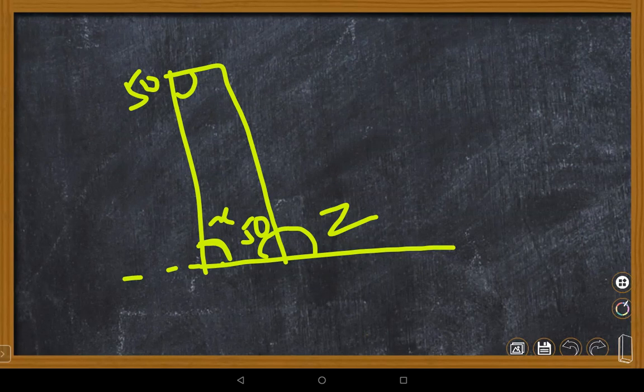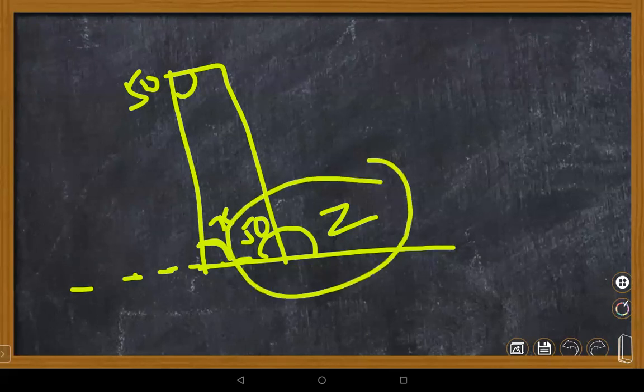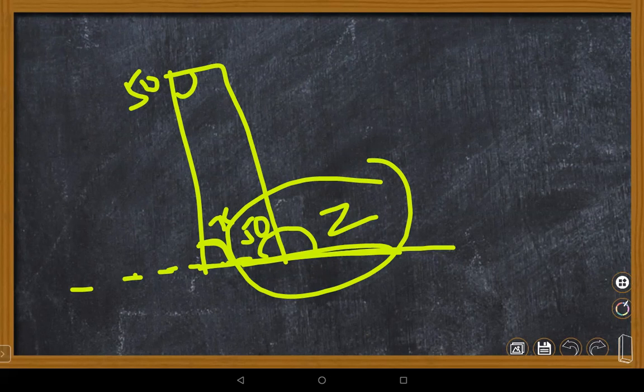Yes, absolutely it is corresponding. Why? Because if you take this line as an extension line, how did you get it? This is nothing but what angle? Is it a straight angle, Nitya? Yes, ma'am. So Z plus 50 equals 180. Yes, that way also you will get 130 as the Z value.